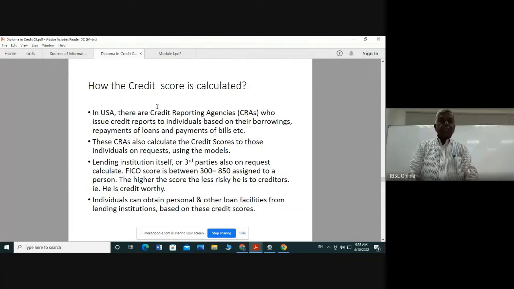Now, how is the credit score calculated? In the USA, there are credit reporting agencies who issue credit reports to individuals based on their borrowing, repayment of loans, and payments of bills, etc. These credit reporting agencies also calculate credit scores for those individuals on request using the model. Now, in Sri Lanka also we are using it, but anyway, let us see what happened in other countries.